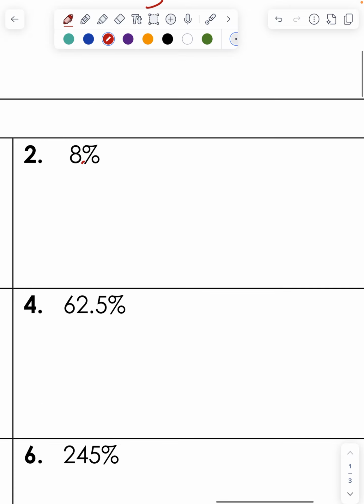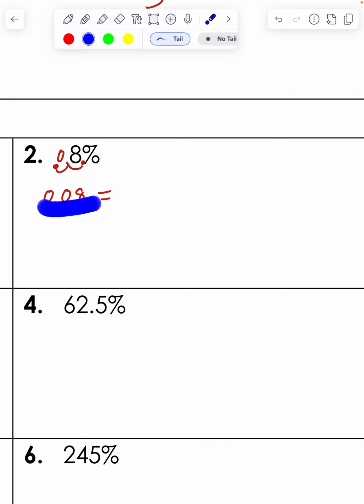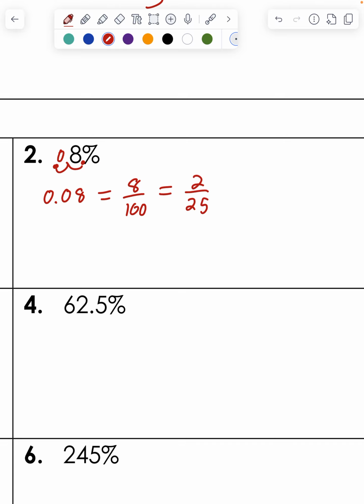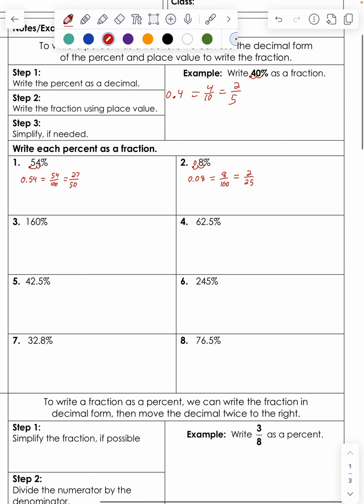Next one, we have our decimal place behind the 8. We move it twice. We have to add our implied 0 right there. This is going to be called 8 hundredths, so we write that as 8/100. The number that goes into both of these, the greatest common factor, is going to be 4. So when I reduce everything by 4, I will get 2/25. If I'm going too fast, feel free to pause the video so you can catch up.